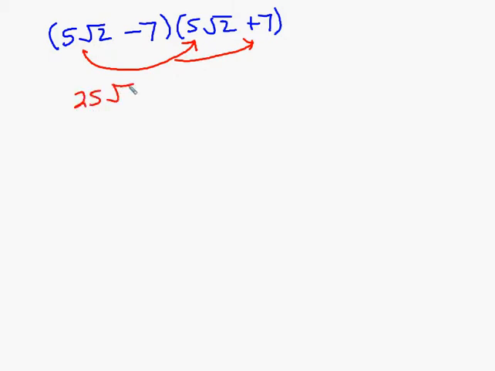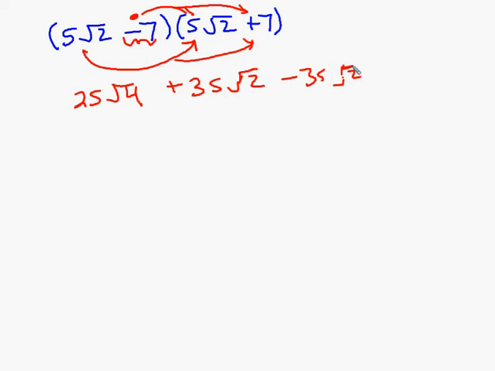25 root 4, and then plus 35 root 2. Anyone have a question where I got that? Now I'm going to do negative 7. I'm going to take that sign with it and multiply the rest. So minus 35 root 2.